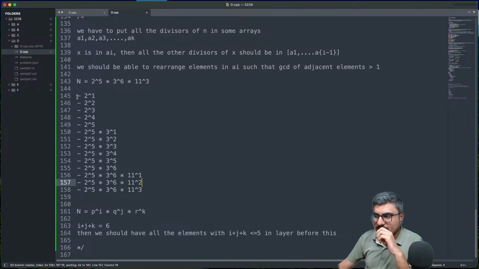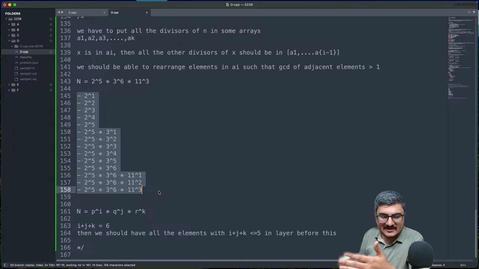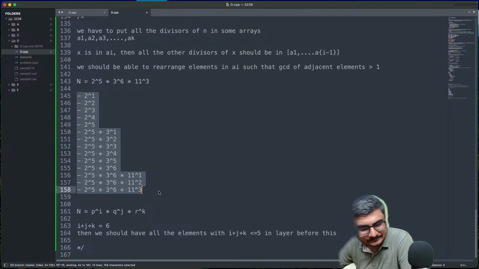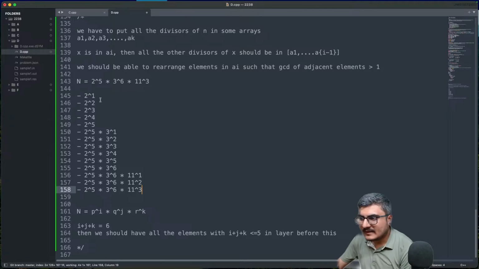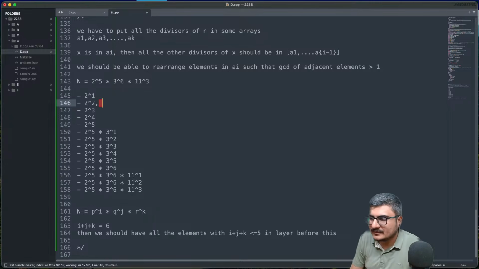Like all of these are forged. Okay, you would need separate layers where you have all of these numbers. And the idea here is that along with this 3 to the power 2, you can also put in 2 to the power 1 into 3 to the power 1. Again, the sum of i and j is the same.